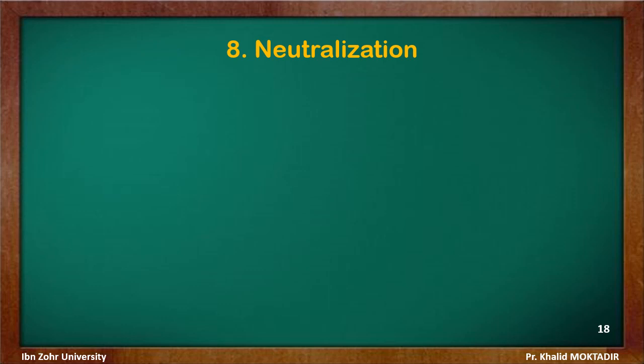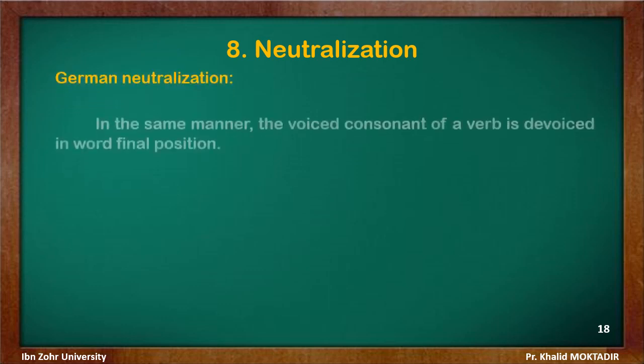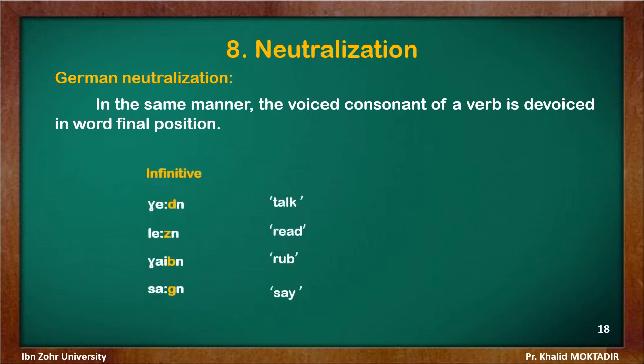Same process happens in verbs when we move from the infinitive to the imperative. We have reden, red, essen, lies, reiben, ripe, and sagen, sag. So the consonant in word final position, we only find the voiceless counterpart. This is a case of neutralization.